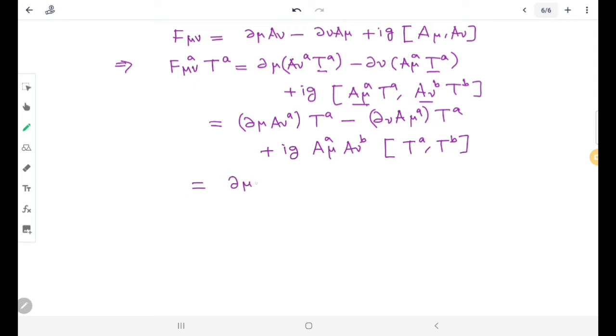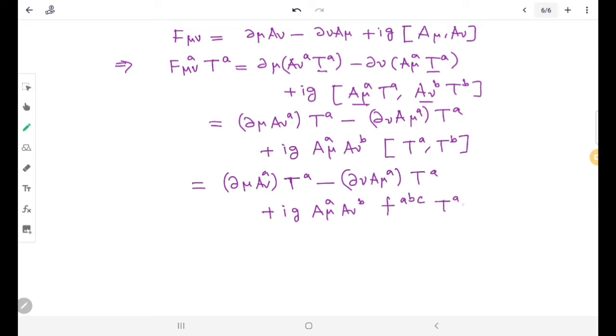So we shall write partial mu A nu A Ta, and then minus partial nu A mu A Ta, and this quantity is i g A mu A A nu B. But this is what? f ABC Tc. So f ABC Tc. Okay, this is what we have. So F A mu nu Ta.